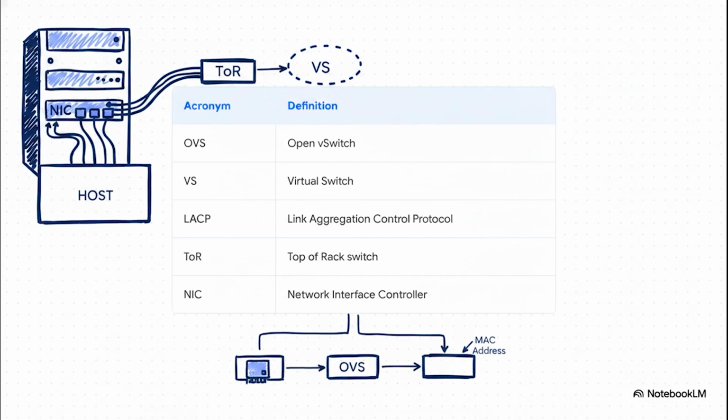When we need to bundle physical links for more bandwidth, we use LACP, or Link Aggregation Control Protocol. That forms a LAG, a link aggregation group, on your top-of-rack switch. And of course, MAC and NIC are your media access control addresses and physical network interface controllers.